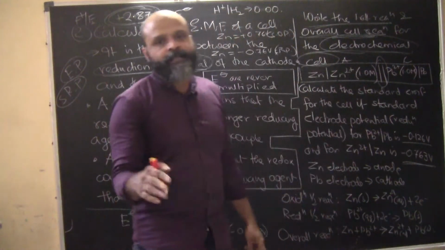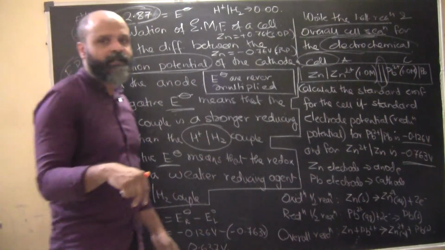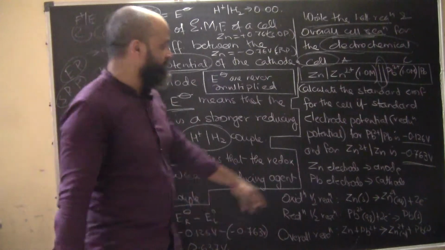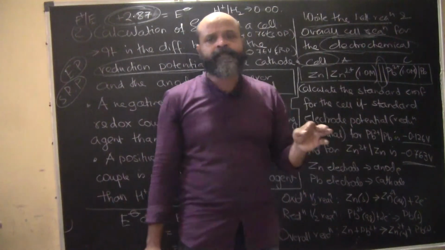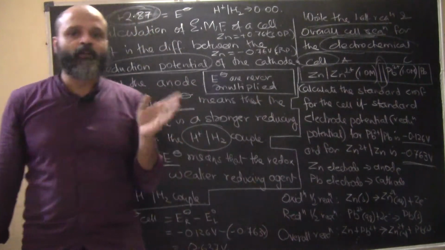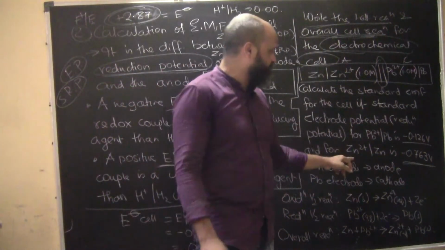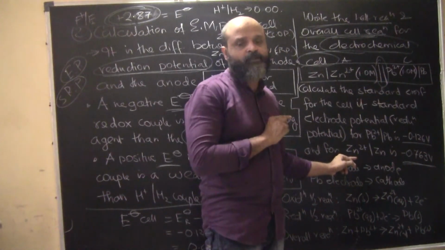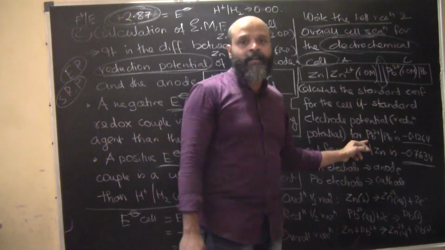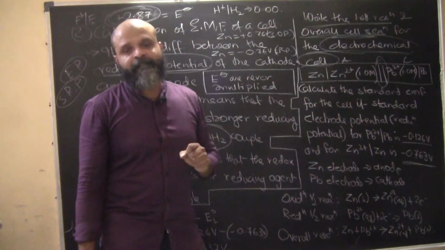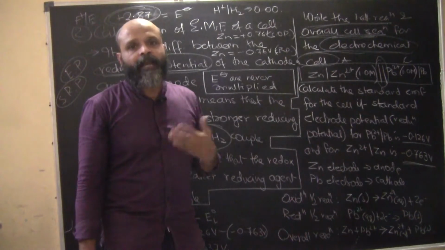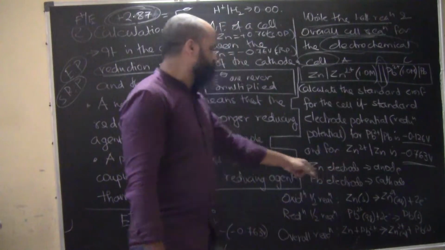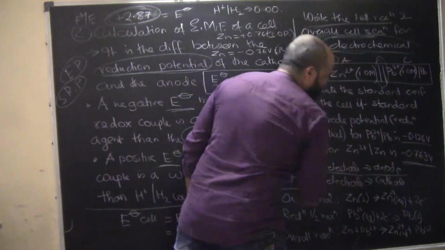So zinc will show a tendency to lose electrons and lead will show a tendency to accept those electrons, comparatively. So comparatively zinc will show a tendency to lose electrons, which means that zinc will show a property to get oxidized. Losing electrons is oxidation, which means that zinc here is going to act as a reducing agent and lead is going to accept those electrons. Accepting electrons is a process of reduction, and since it is a process of reduction, lead is going to act as an oxidizing agent here. So what will happen at the zinc electrode? The zinc electrode will behave as the anode.